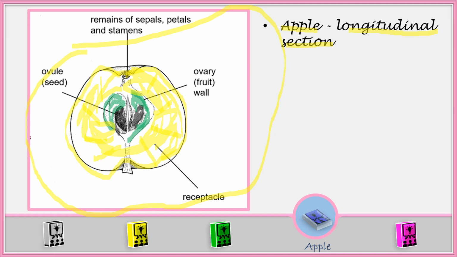And on top here, we have the remains of the sepals, the petals, and the stamens. Because remember, on the receptacle is where we had our sepals attached. It's where we had our petals attached, and it is where the anthers and the stamens were attached. All of them break away, and we remain with a scar, which shows that a long time ago there were sepals, petals, and stamens.